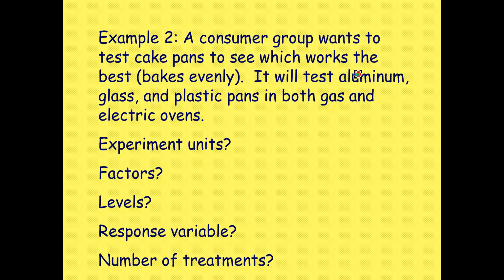Well, we were trying to see what bakes evenly. So what's being baked here? Cake batter, right? So that's going to be experimental unit because that's what's being acted upon. Factors. Ask yourself, what are we changing? Well, we're not changing the cake batter. We're acting on the cake batter, but we're not changing up the types of cake batter. But we have types of pans and types of ovens.